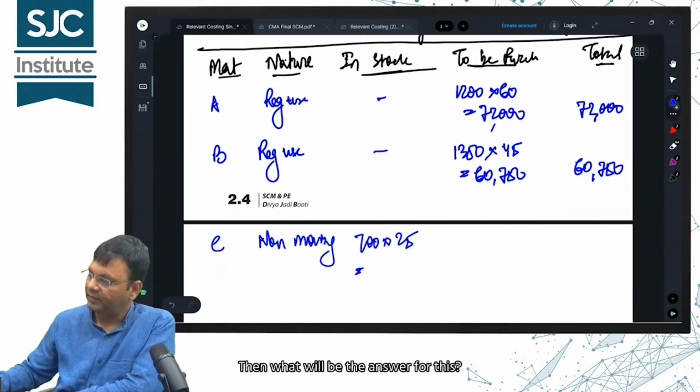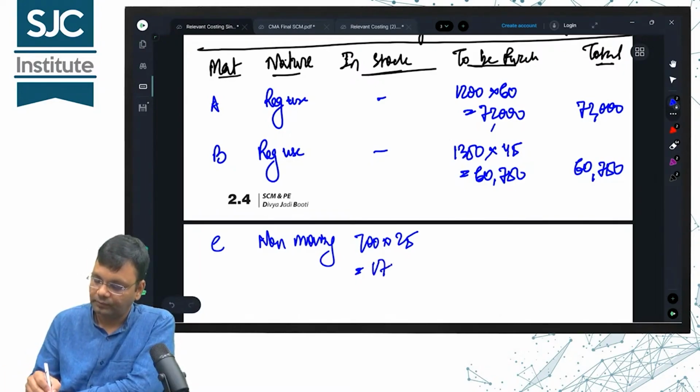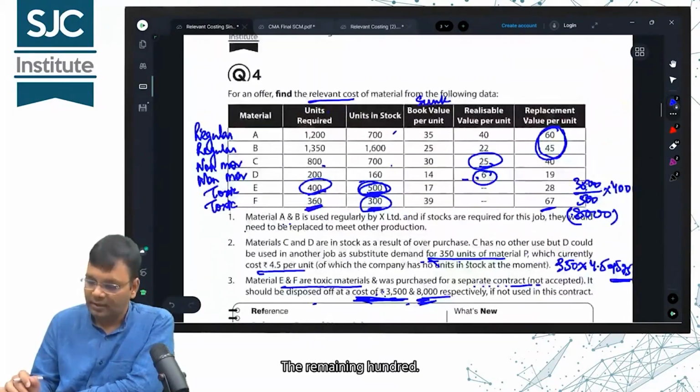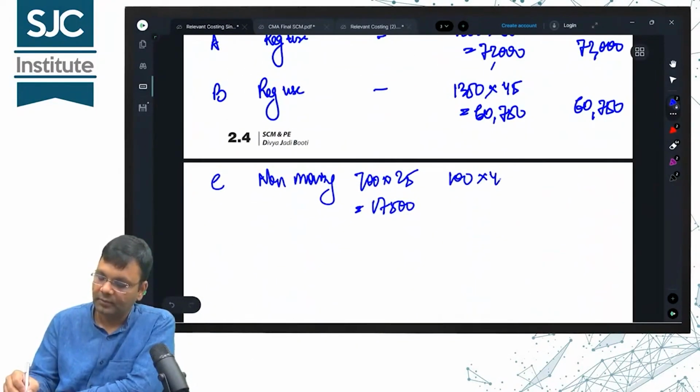Then what will be the answer for this? 17,500. And we will buy the remaining 100. The remaining 100, we will purchase it at a rate of 40. 100 into 40 is 4,000.